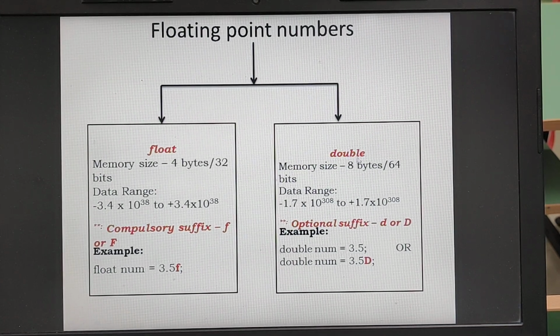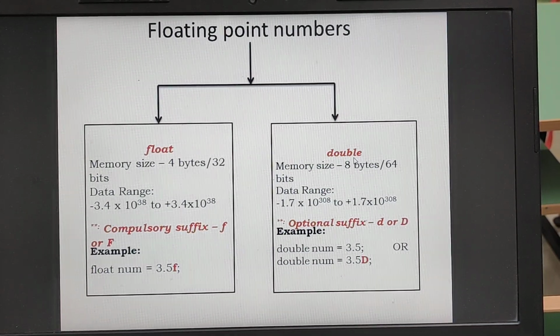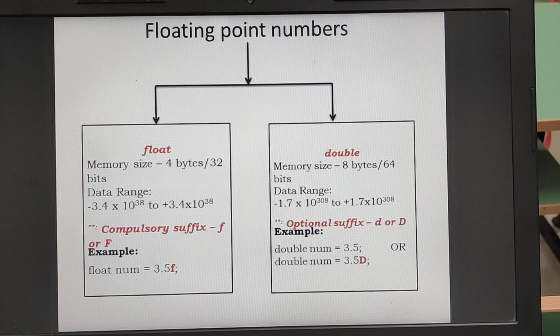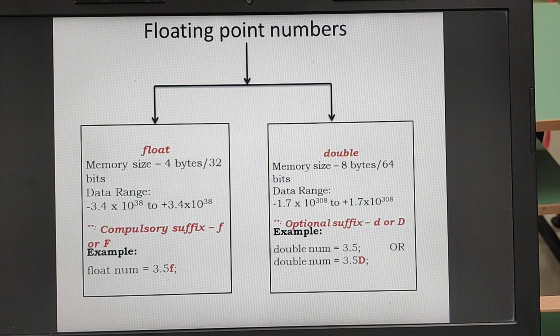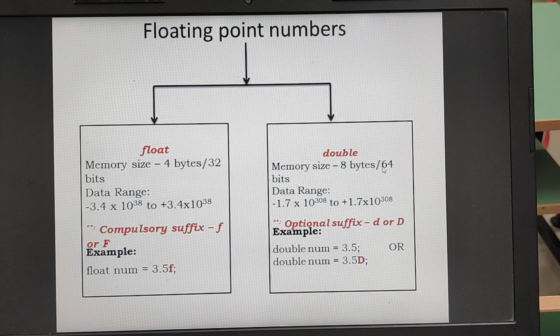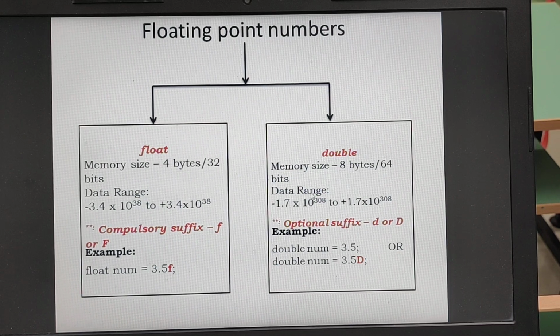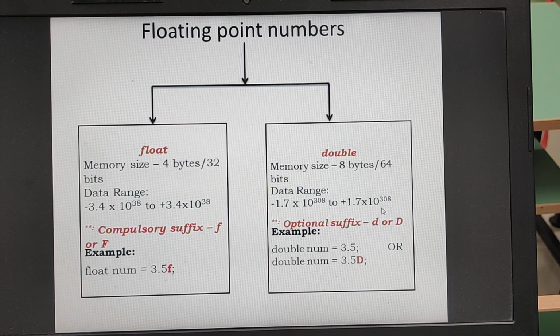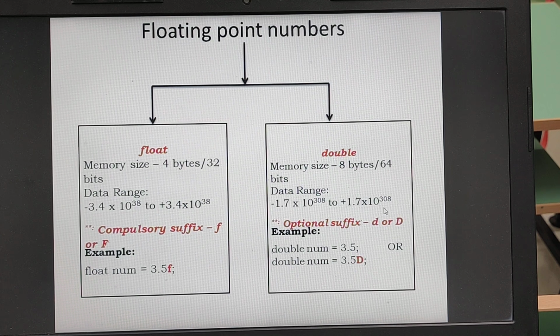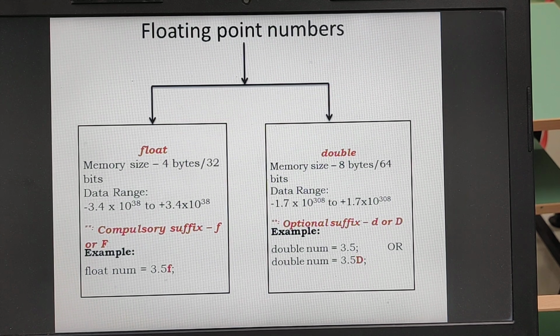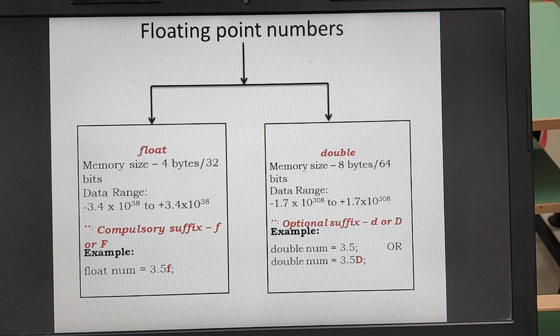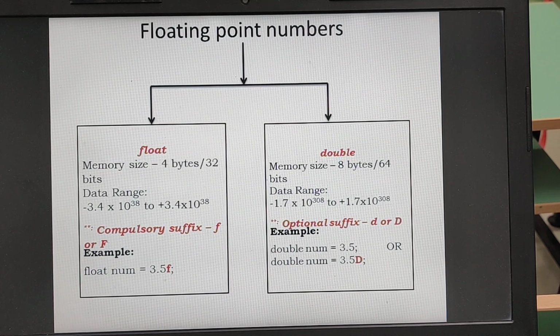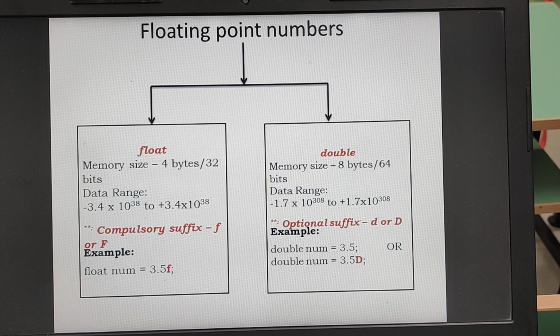Double is another keyword, the data type, which is supposed to be the highest data type, with a reserved memory of 8 bytes, that is 64 bits, and a data range of minus 1.7 into 10 to the power 38 to plus 1.7 into 10 to the power 38. Double can take up to 15 decimal points. Here the suffix is optional; you can apply it or ignore it, which is D.